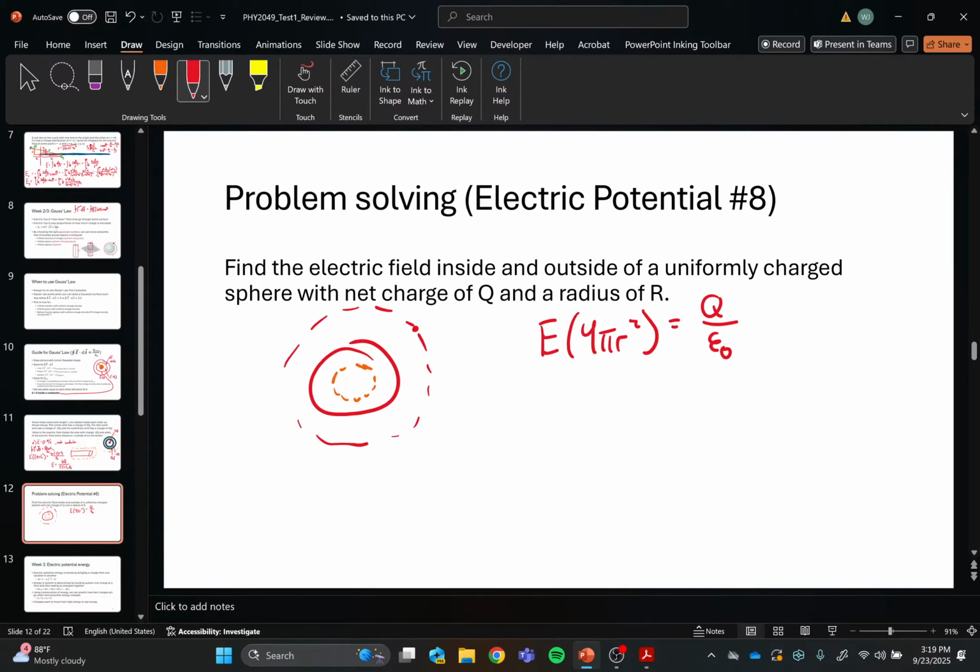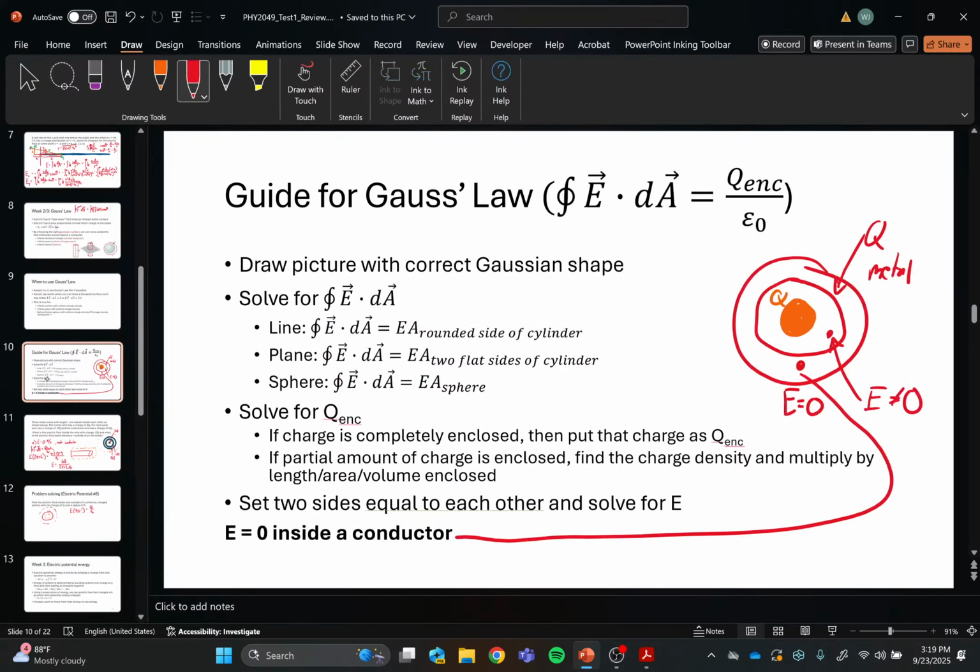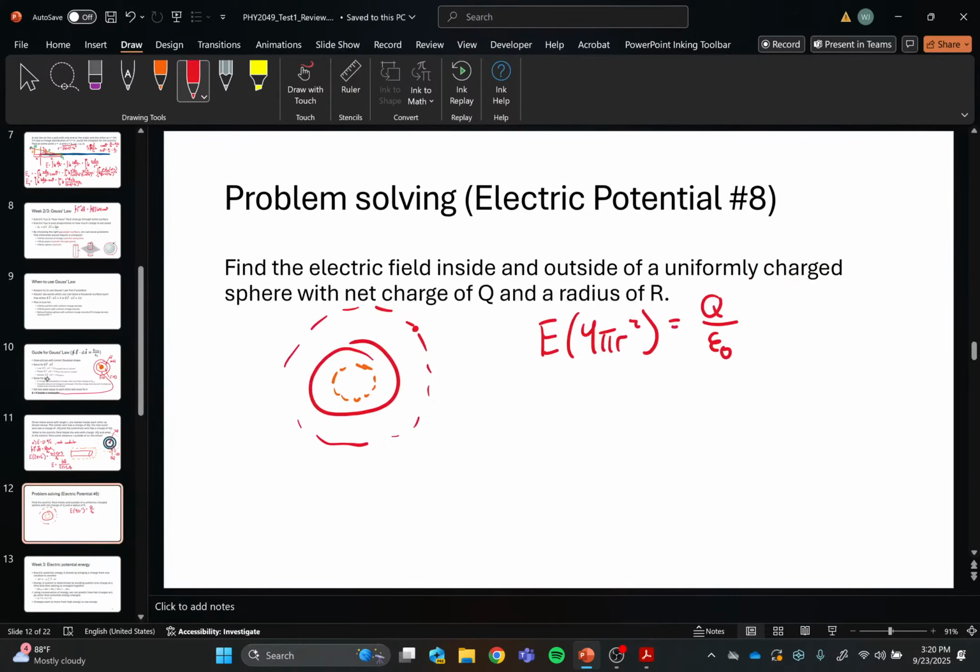For the inside, I'm going to give you all a hint, and it's actually in the notes. Remember this process. If you have all of it or none of it, easy. Just put what you got. If a partial amount is enclosed, find the charge density. How is my charge distributed? There are three types: a line charge density, a surface charge density, and a volume charge density. What kind do we have in this problem? Is my charge over a line, over an area, or over a volume?